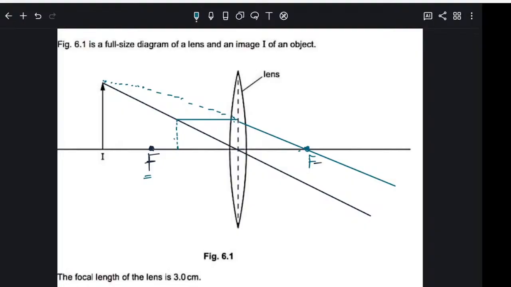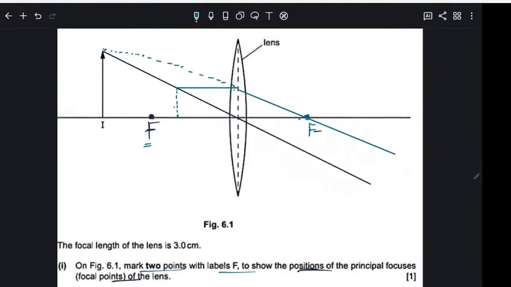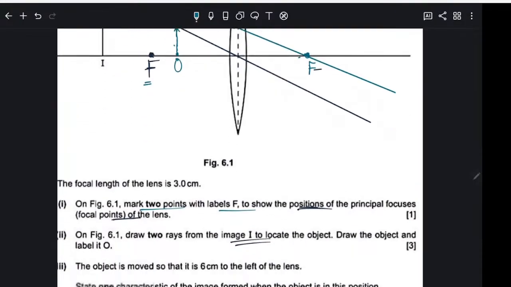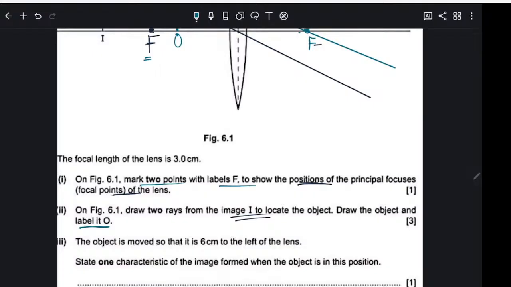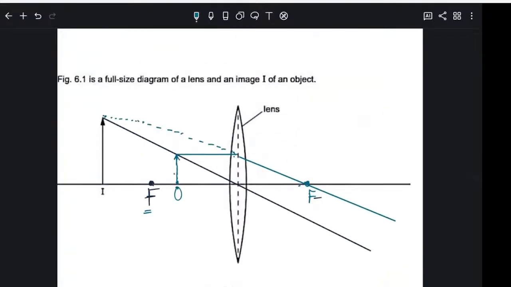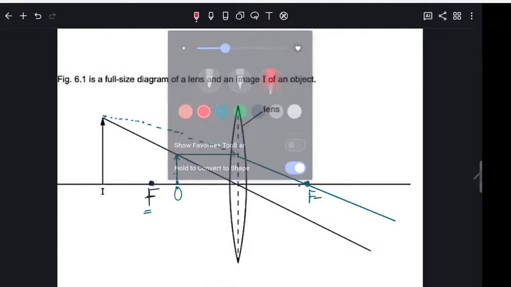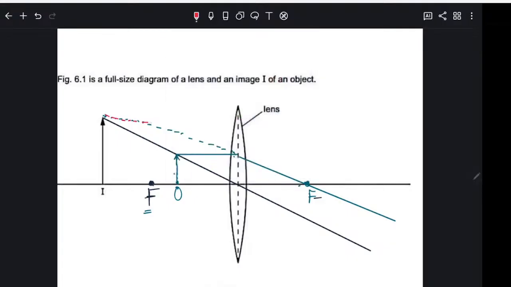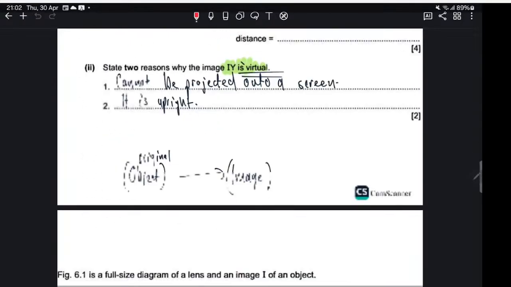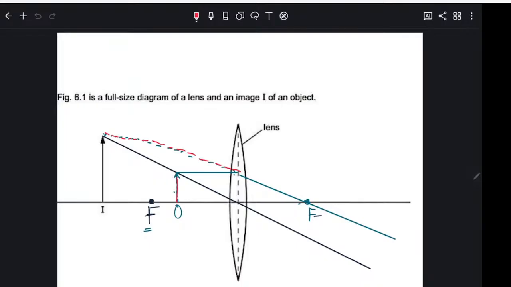Draw two rays, draw the object and label it O. So they say draw the object and label it O. Okay, I saw it somewhere here. Yes, label it O. You get 3 marks. Draw 2 rays. Here are the rays we've drawn. You know, with the ruler you do a better one. Then here, from this object, you start here, you make your ray pass through the center. It continues.